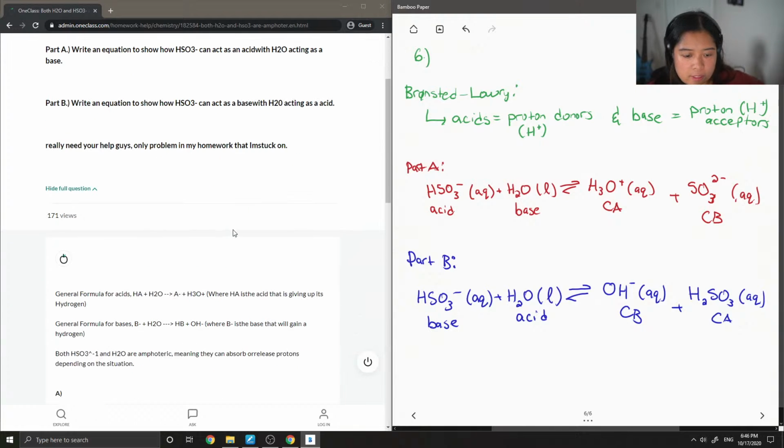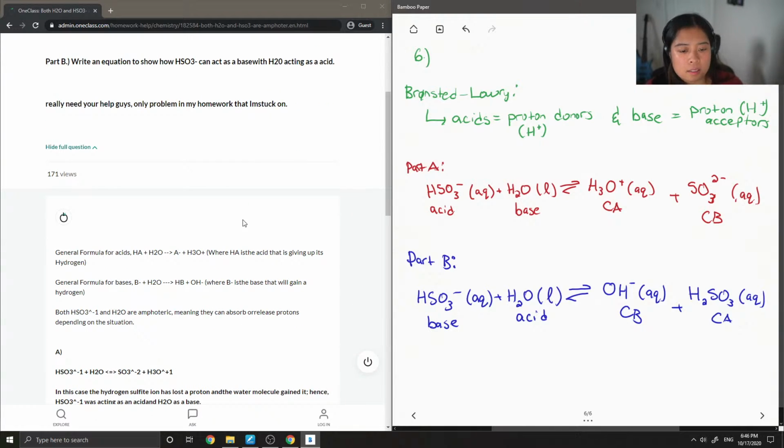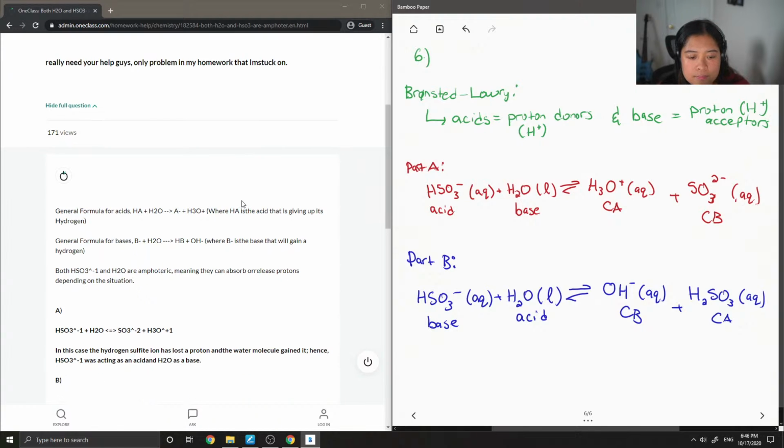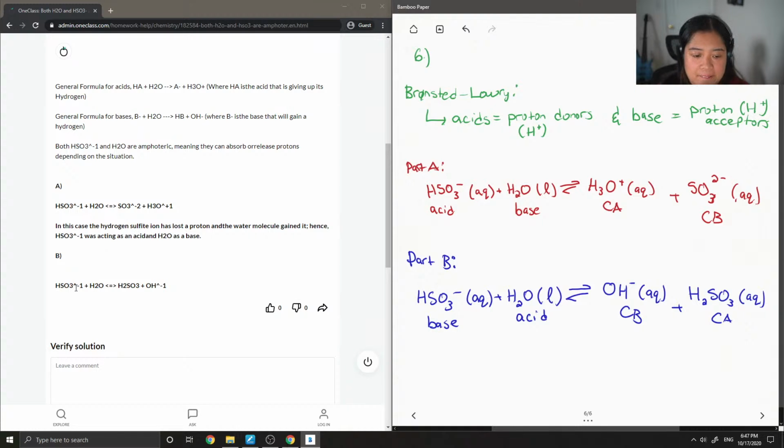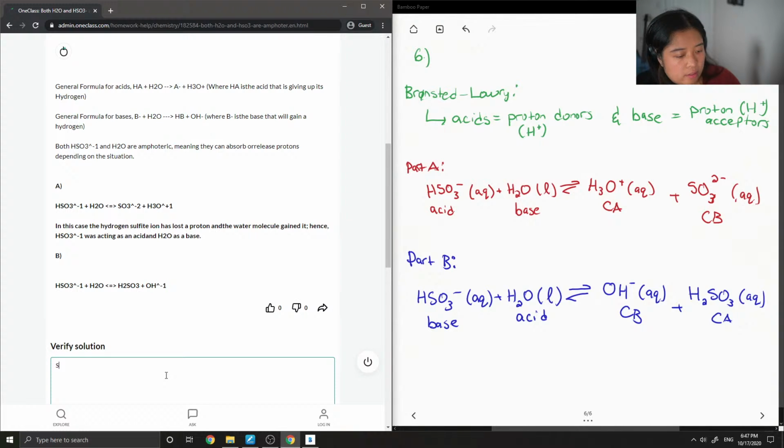Okay, so let's check out the answer. The hydrogen sulfite ion has lost a proton. The water molecule gained it, hence this was acting as an acid. Yep, so they have the same reaction. They did the same thing down here, H2SO3 and then OH minus. So this solution is correct.